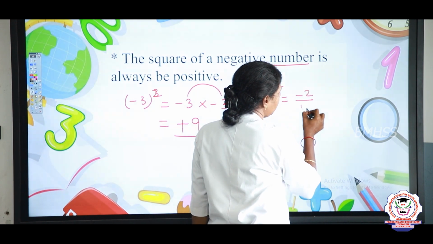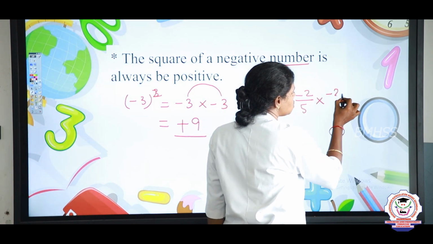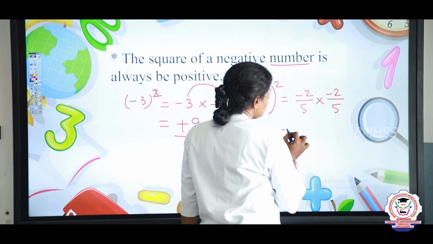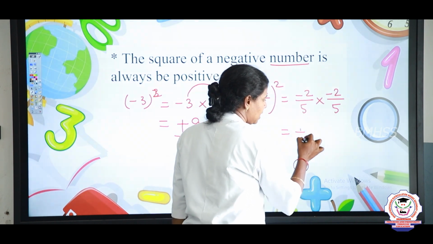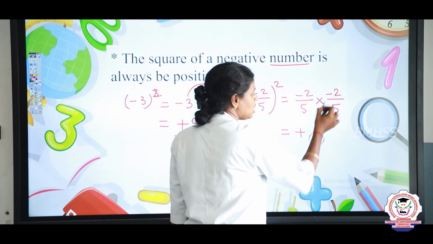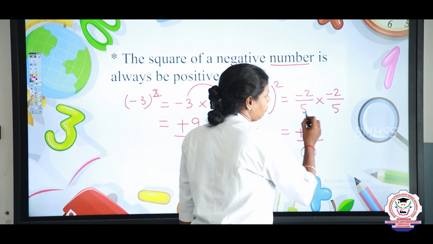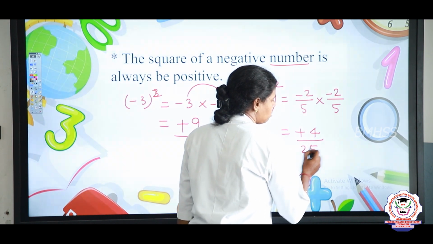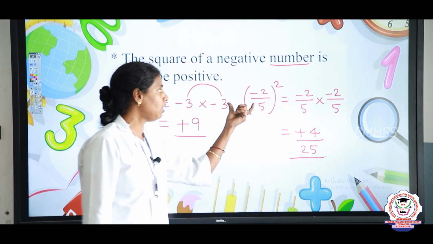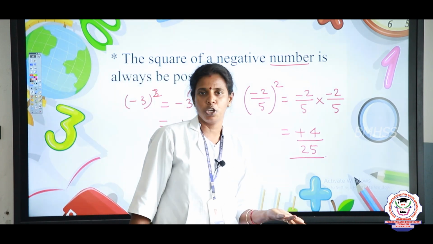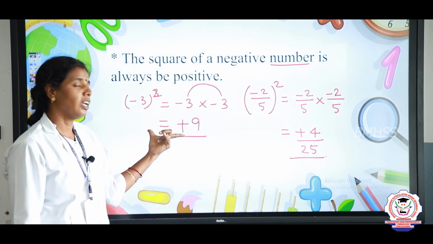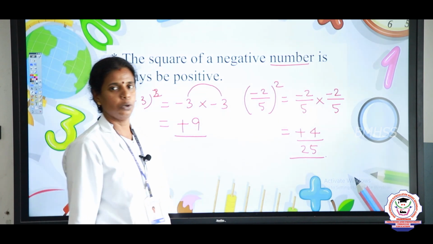Minus 2 by 5 into minus 2 by 5. Minus into minus is plus, and 2 2s are 4, 5 5s are 25. So the answer, the square of the negative rational number, we got as a positive number. So a perfect square is always positive, right.